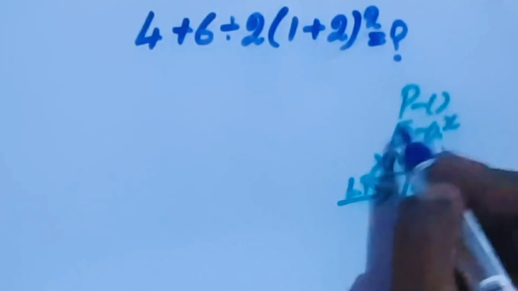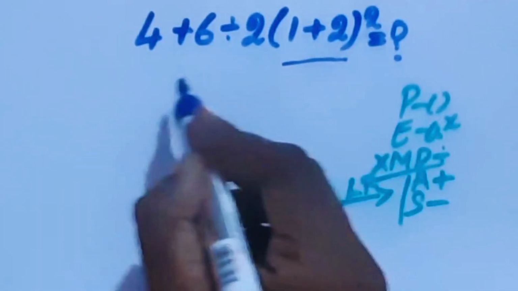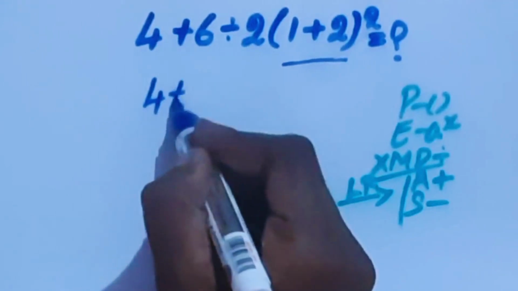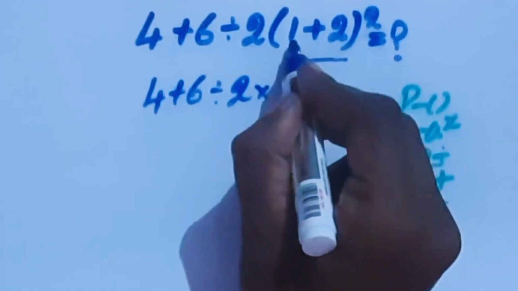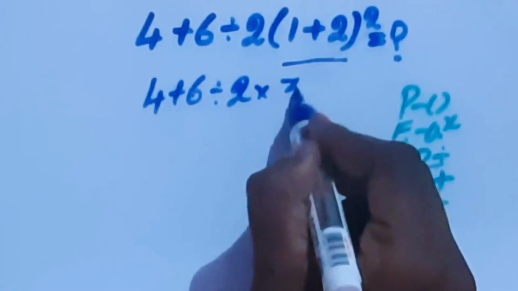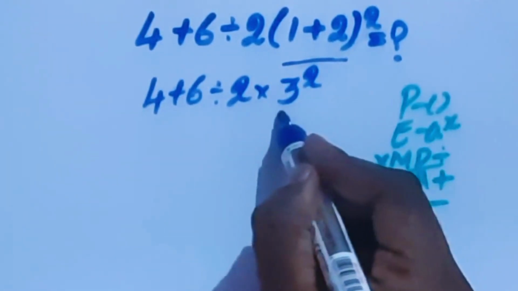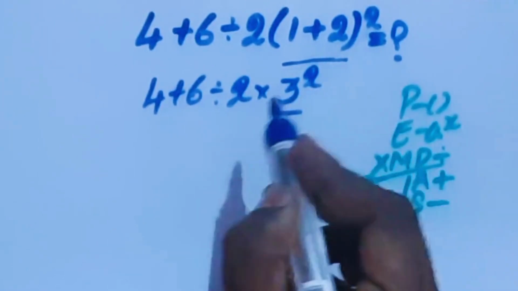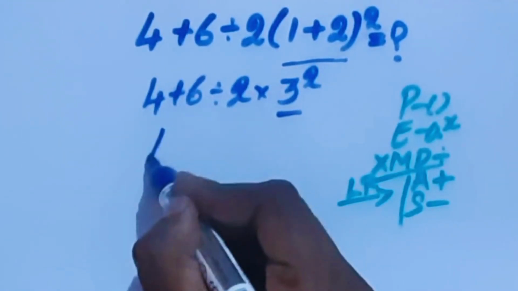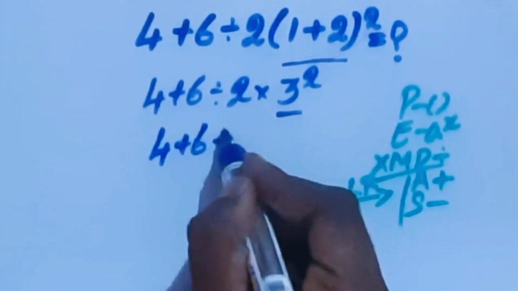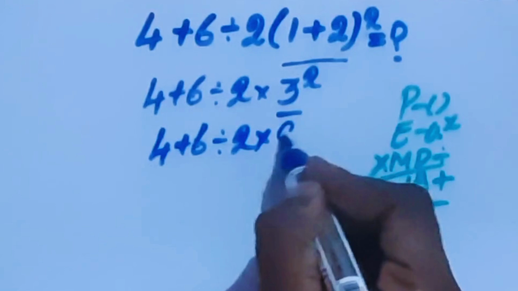Here, as per the order of operations PEMDAS, the bracket is higher priority. So we have to do this bracket before any other operation. Here 4 plus 6 divided by 2 times the bracket, 1 plus 2, is 3 squared. Here the next priority is the exponent. We have an exponent here, 3 to the power of 2. We have to do this 3 to the power of 2 before the other operations. So 4 plus 6 divided by 2 times 3 to the power of 2 is 9.